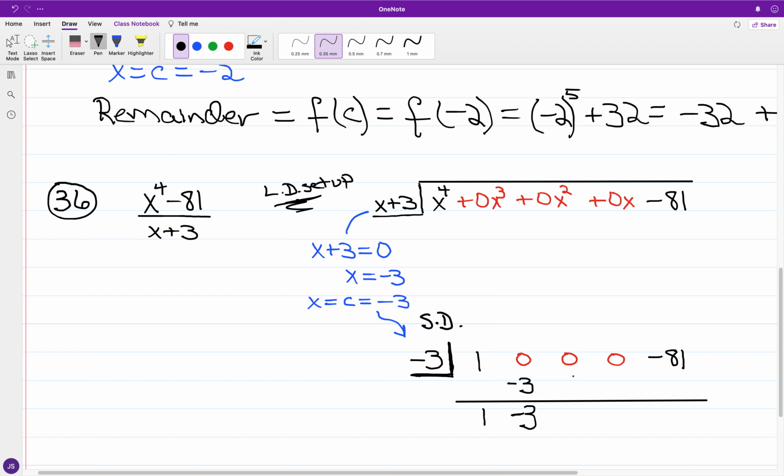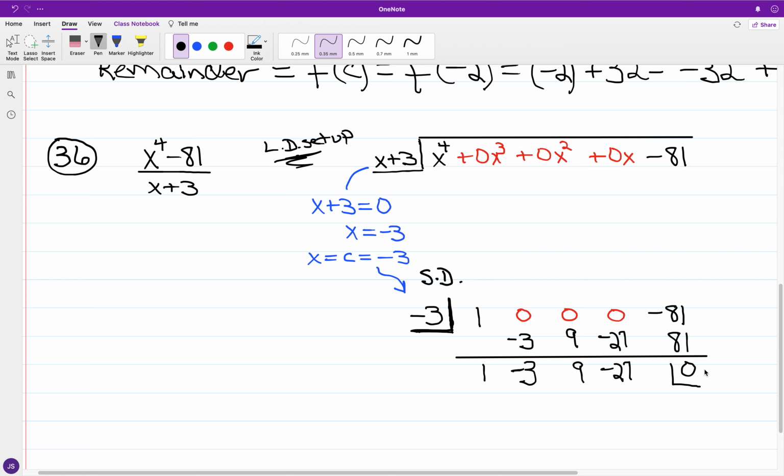Then we have -3 times -3 is +9. 0 plus 9 is 9. -3 times 9 is -27. 0 plus -27 is -27. Then we have -3 times -27 is +81. And -81 plus 81 is 0. So once again, we have the remainder to be 0.